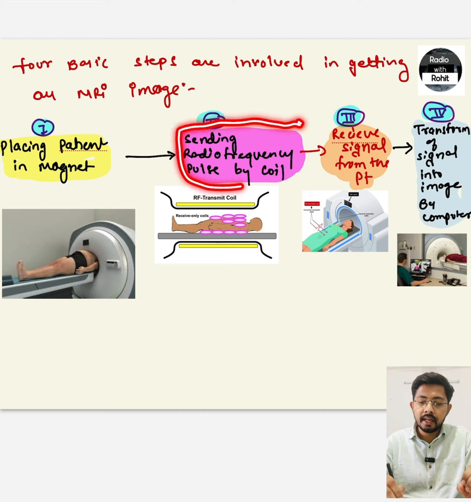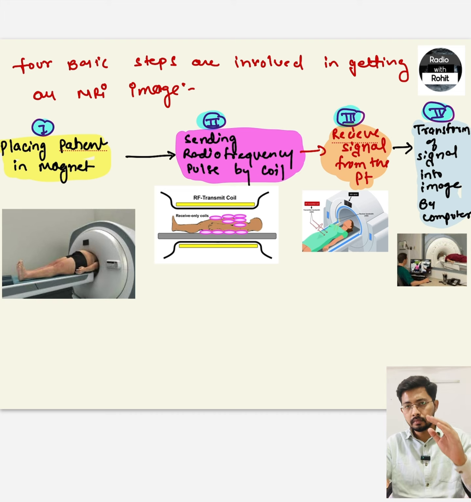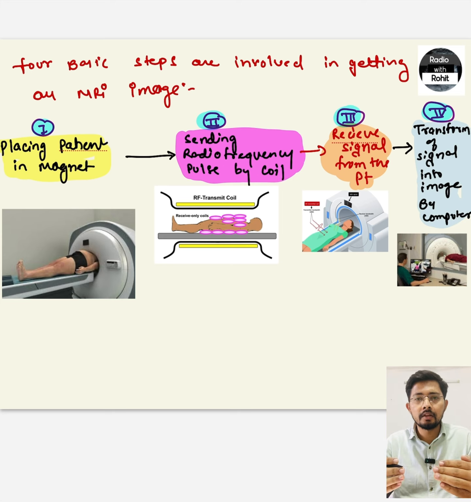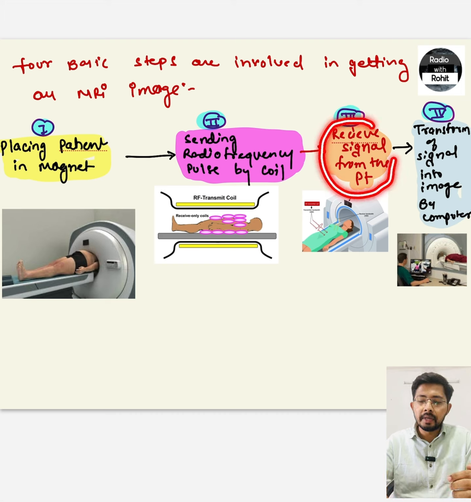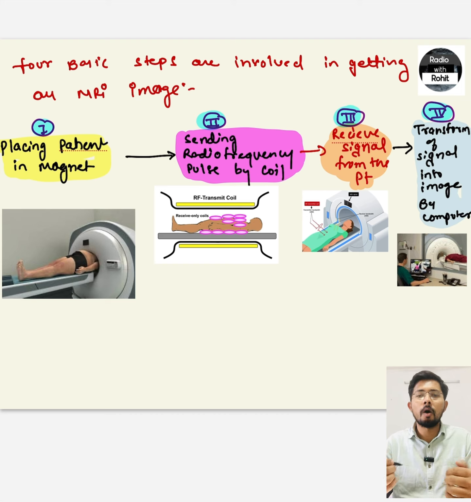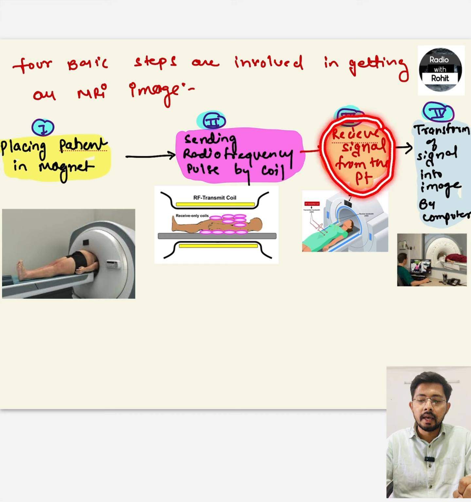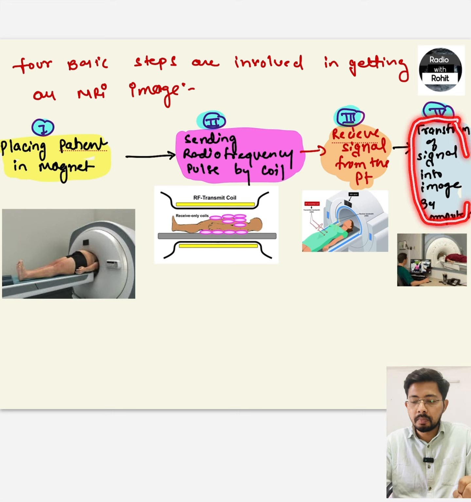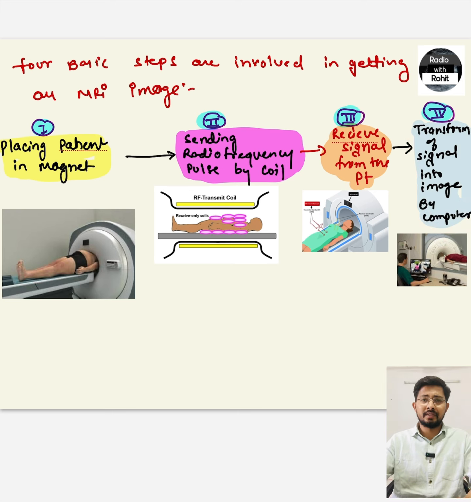Second is sending a radio frequency pulse by coil. There are multiple coils in the MRI machine; later we'll discuss the types of coils. With the help of coils, we send the radio frequency in the form of a magnetic field to the patient. Next, the patient gives us some signal in the form of a magnetic field. We receive that signal, the extra energy given by the patient, as the MRI signal, and then we transform this signal into an image using the computer's Fourier technique.